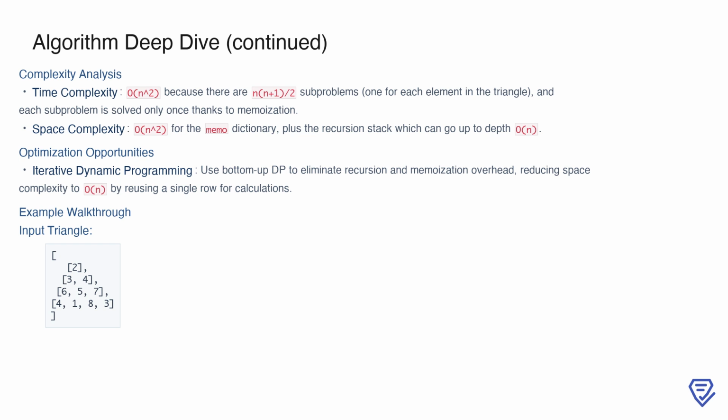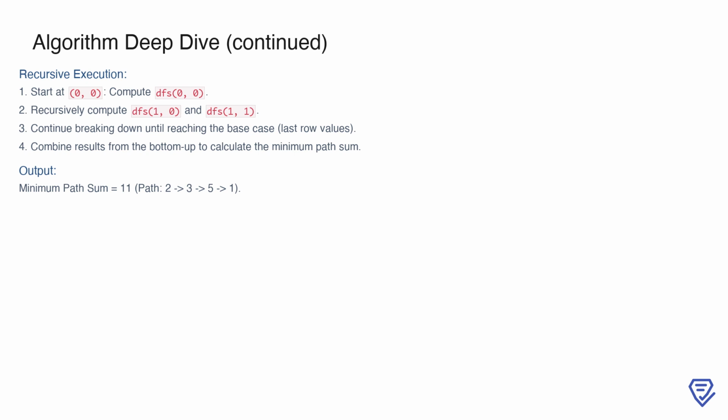Using the recursive approach with memoization, we would start at the top and recursively compute the minimum path sum by breaking the problem into smaller subproblems and combining their results. In the recursive execution, we begin at position 0, 0 to compute DFS(0, 0). This, in turn, requires computing DFS(1, 0) and DFS(1, 1). Each of these further breaks down into smaller subproblems until we reach the base case at the last row, where the values are directly returned.